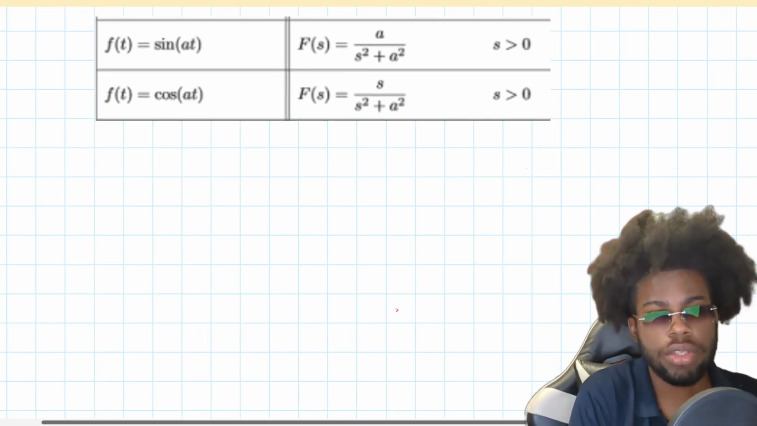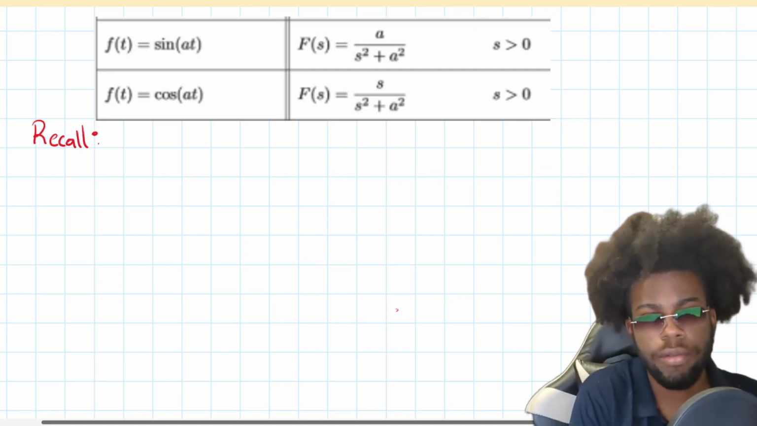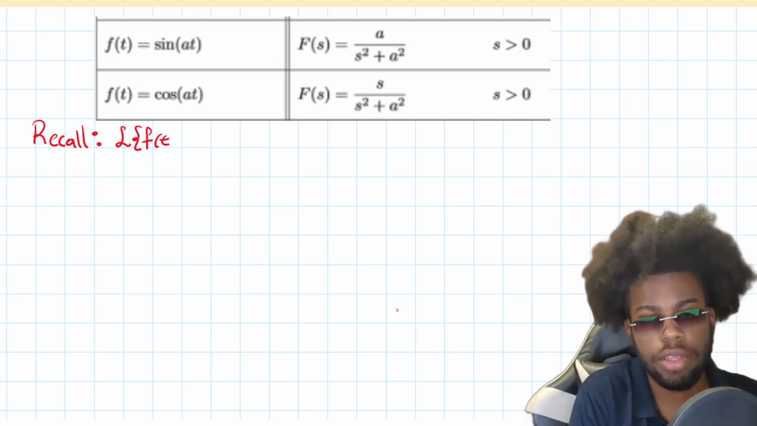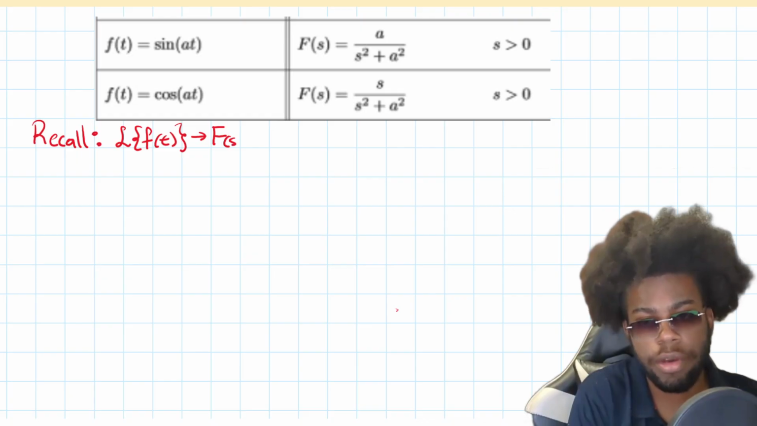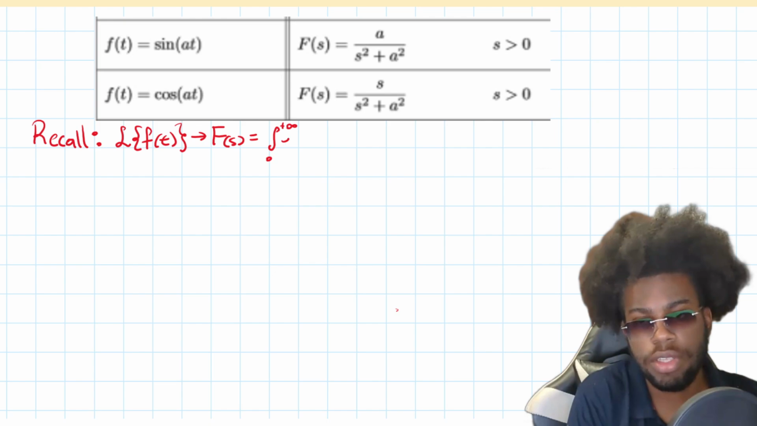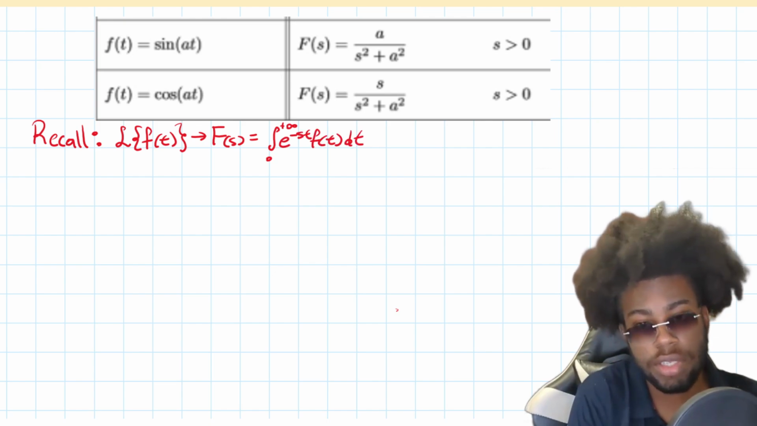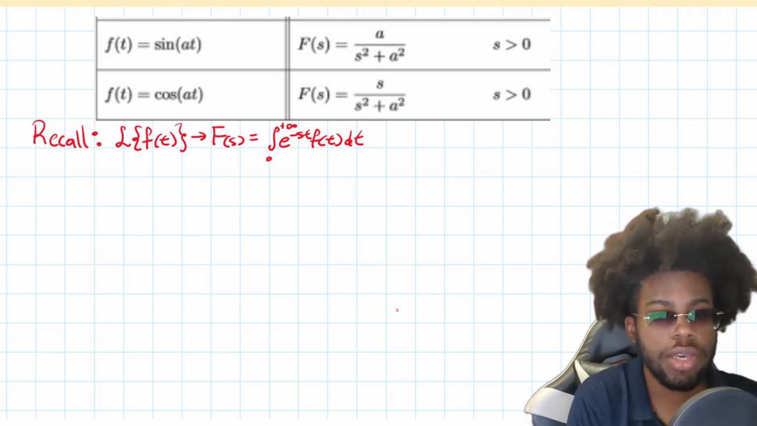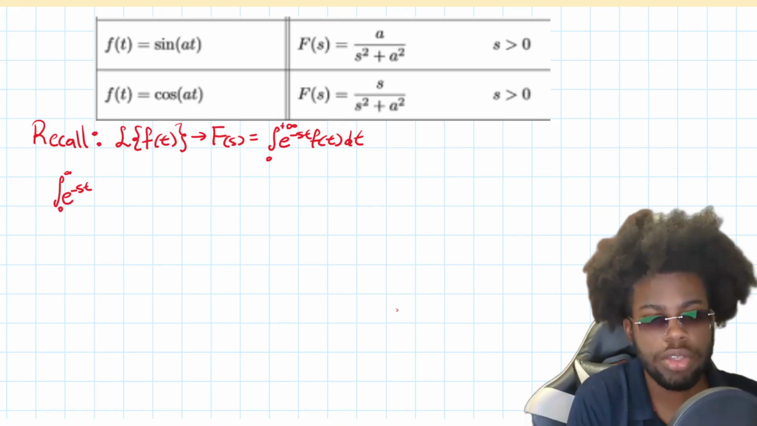Before though, let's quickly recall the formula for the Laplace transform. We say that the Laplace transform of any function of time f of t, which we also call capital F of s, is equal to the integral between 0 and positive infinity of e to the minus st f of t dt. Perfect. So let's go ahead and immediately try to evaluate this integral with respect to sine at.